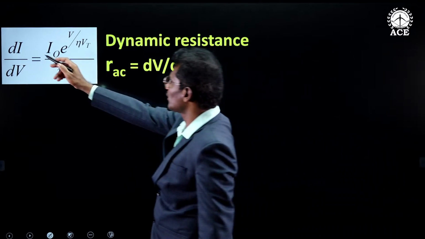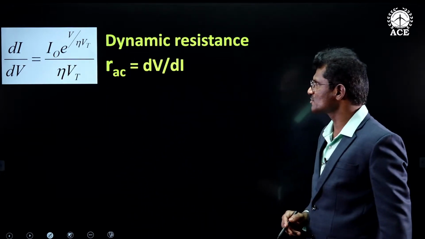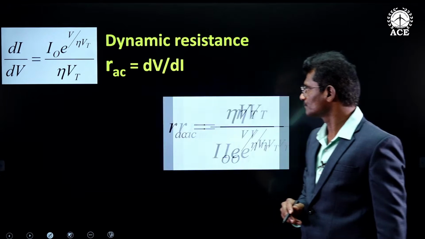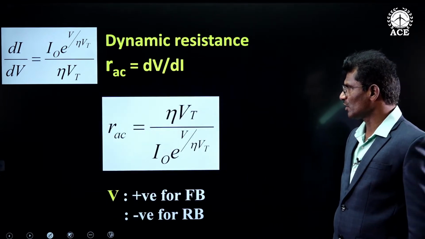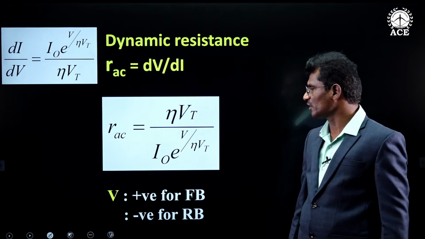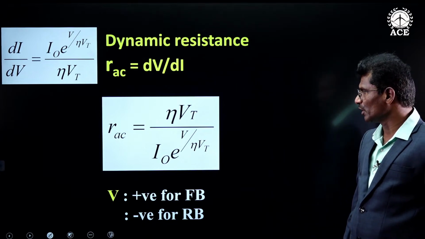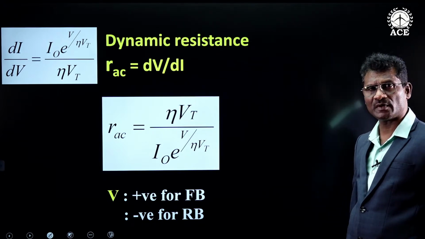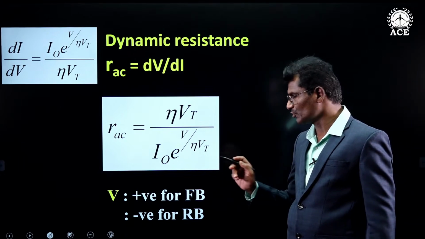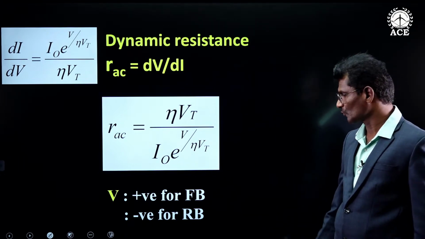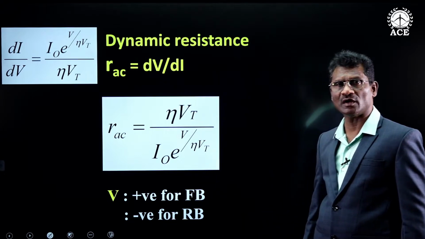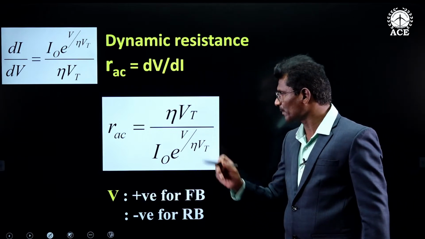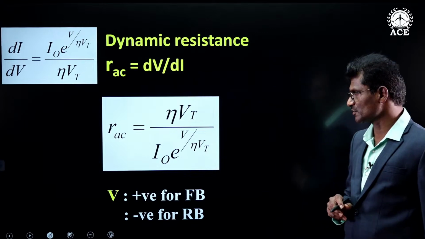We have got the equation for dI by dV, but the dynamic resistance by definition is dV by dI. So we should invert this equation. Then we get this. So the equation for dynamic resistance is eta Vt by I naught into e to the power of minus V by eta Vt. Important thing to be remembered here is V is positive for a forward biased diode and V is negative for a reverse biased diode. So this is to be remembered especially while solving numericals.